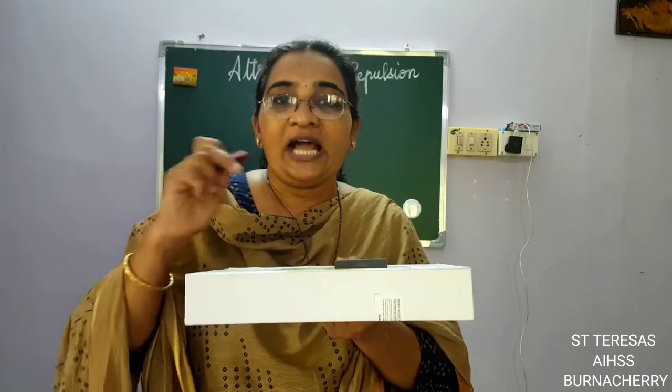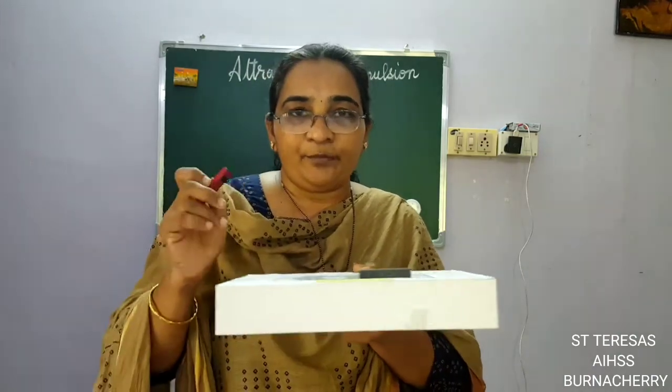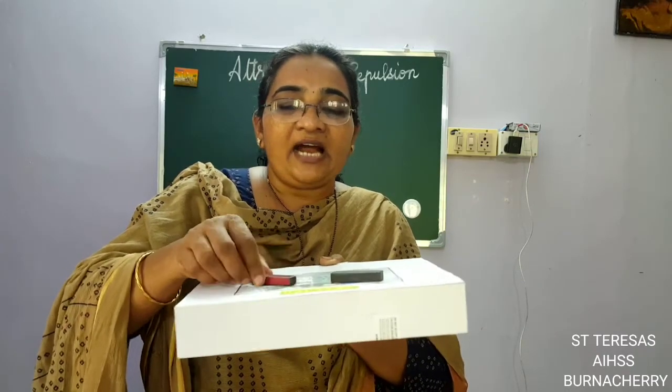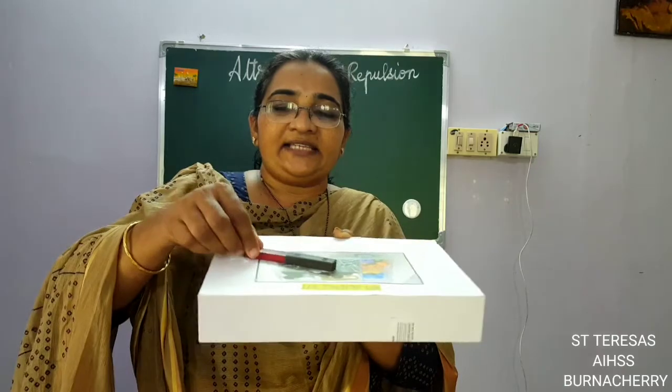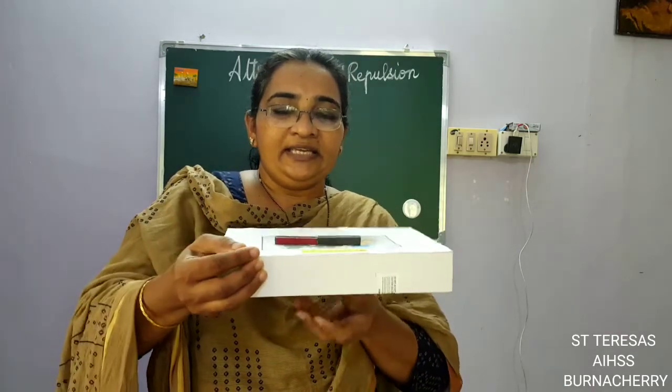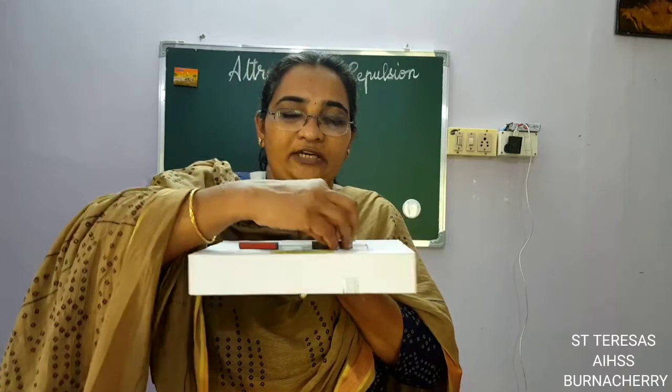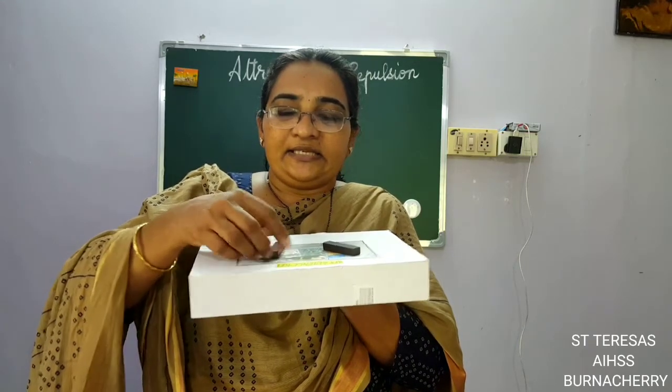North and north are called like poles. Like poles means same poles. Unlike poles means different poles. So like poles are repelling and unlike poles are attracting. Now this is north and north. If I bring south and south together, this is south and this is south, again it is repelling.